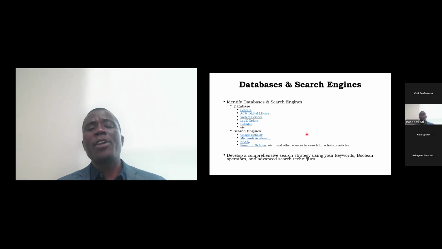So after you define your keywords, you have to look for where you are going to search for your documents or papers: the databases and the search engines. You can use Scopus, ACM, Web of Science, IEEE, or PubMed. If you want to use search engines, you can use Google Scholar, Microsoft Academic. You can also use BASE, or Semantic Scholar.